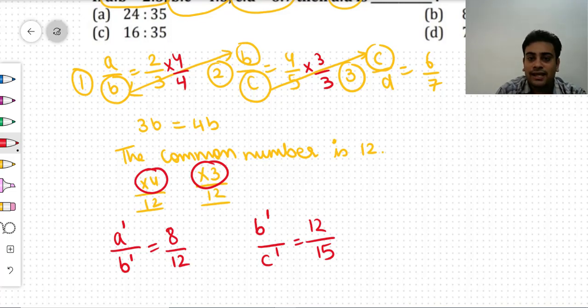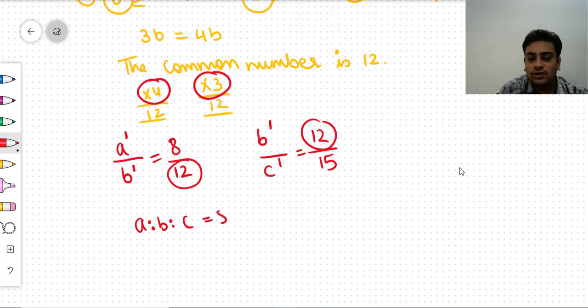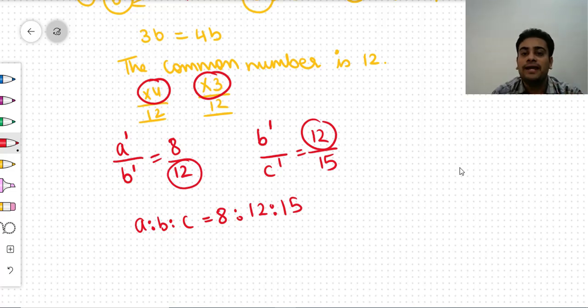So now here you can see, if you just need to compare two ratios, A upon B and B upon C, you can see that your B value is the same in both the ratios. So if you need to find the ratio A is to B is to C, it is A is to 8 is to 12 is to 15. So this is basically your combining ratio.